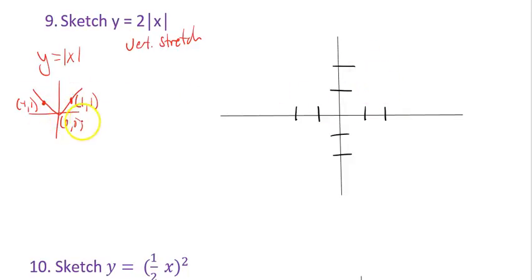So I can take these original points now and do this vertical stretch, which means I multiply my y's by 2. So if I take negative 1, 1 and I multiply my y by 2, I'm going to get negative 1, 2.